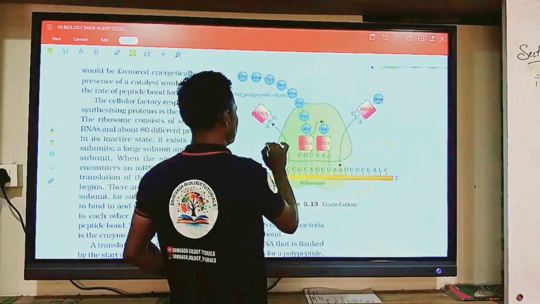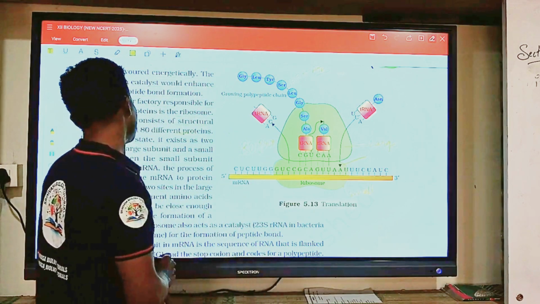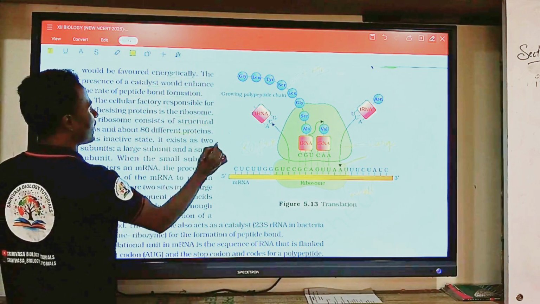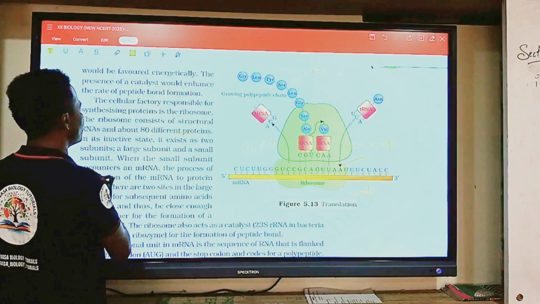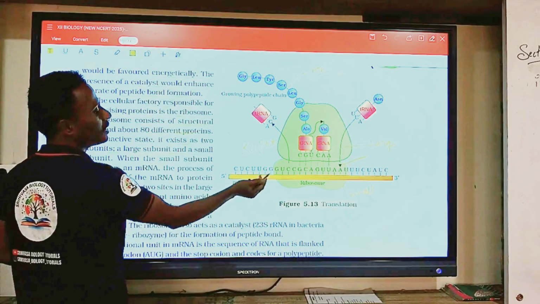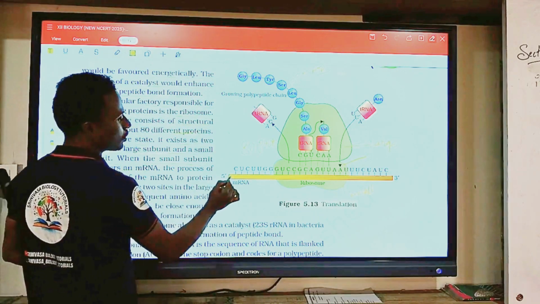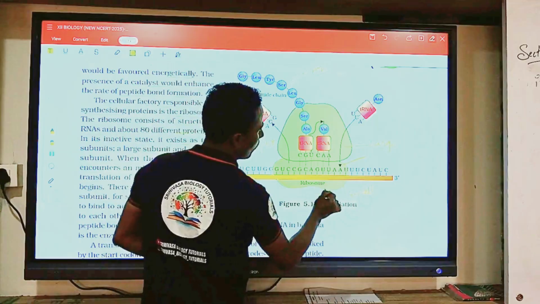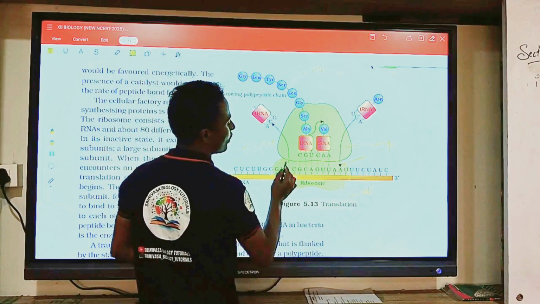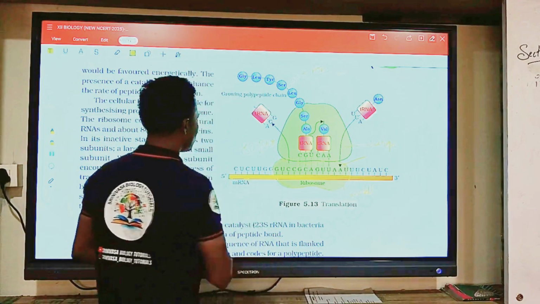Eighty different types of proteins will be present. Now, in the inactive state, the ribosome exists as two subunits, the large and small subunits. So this is the small, this is the large. The small subunit is encoded by mRNA.